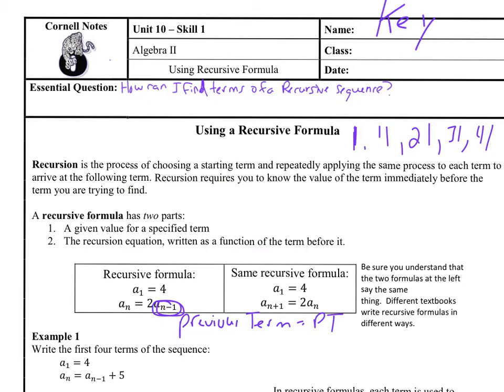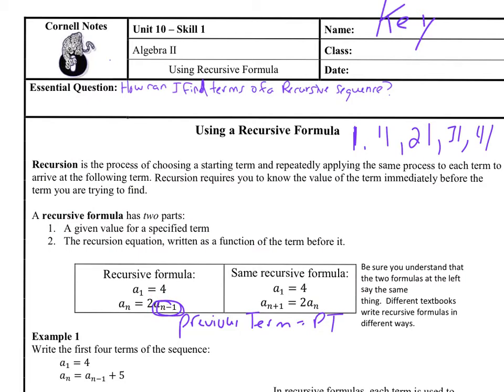But again, let's take a look at a different looking recursive formula, which is actually the exact same recursive formula. It just looks a little different. A sub 1, which represents the first term, or the initial term, is 4. A sub n plus 1 equals 2 times a sub n. If I wanted to plug in a 1 here, 1 plus 1 is 2, that would give me a subscript 2 right here. A sub 2 equals 2 times, I plugged in 1 for n here, so I've got to plug in 1 here, 2 times a sub 1, which is the previous term. 2 times 4. So both of these problems involve multiplying by 2 to get the next term.